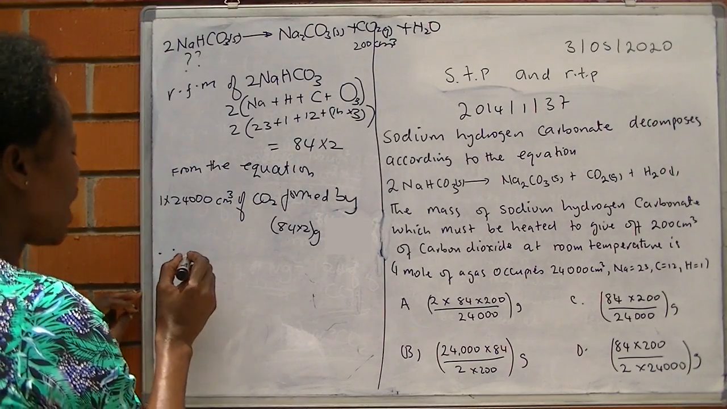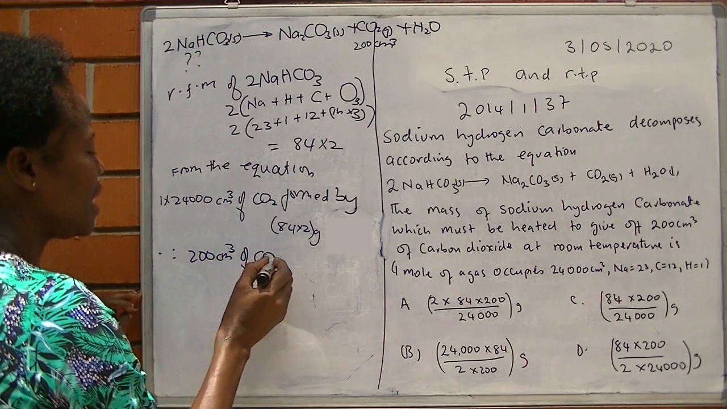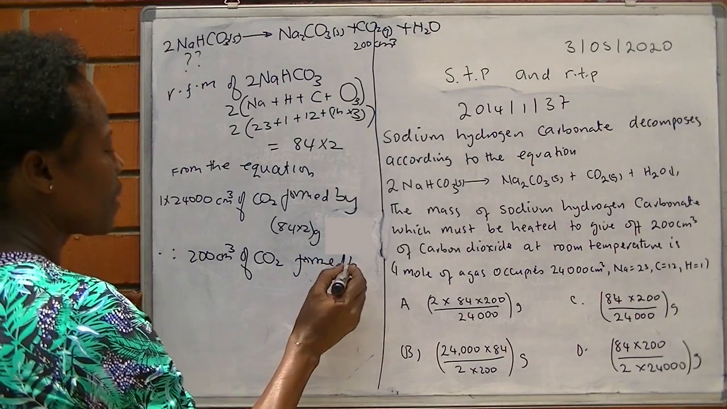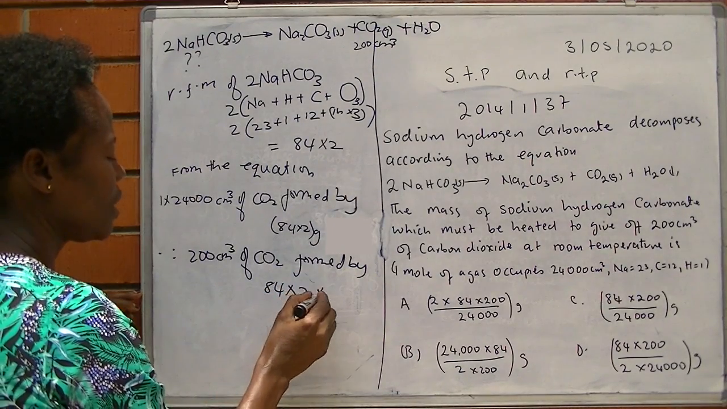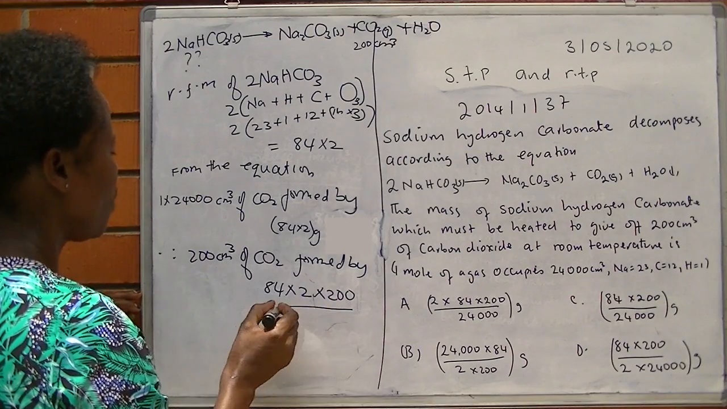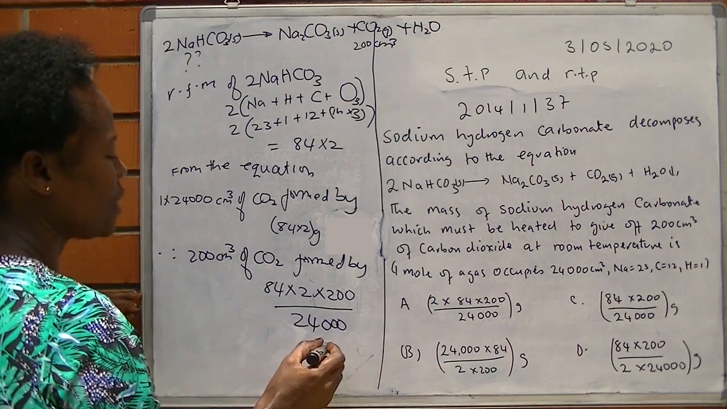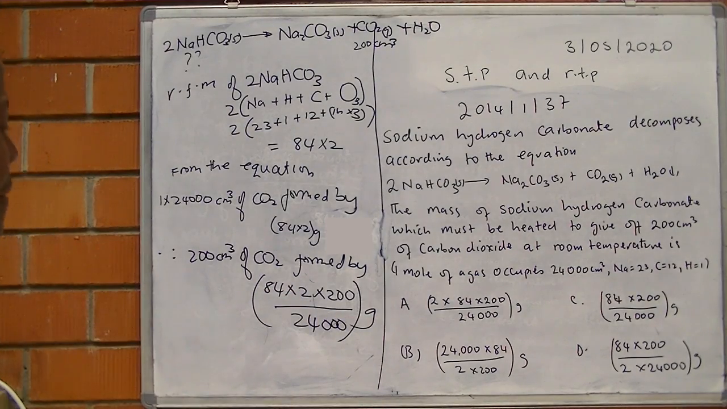Therefore, 200 cubic centimeters of carbon dioxide will be formed by, we cross multiply, 84 times 2 times 200 over 24,000 cubic centimeters. So this is the answer, and our answer is A.